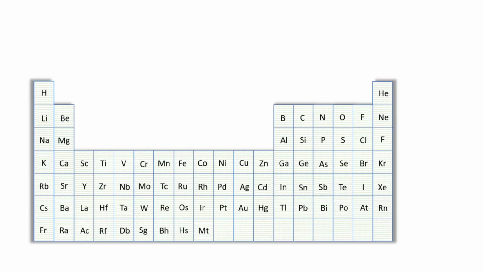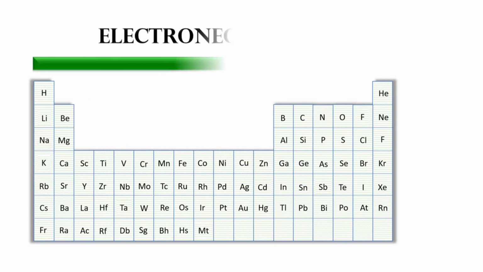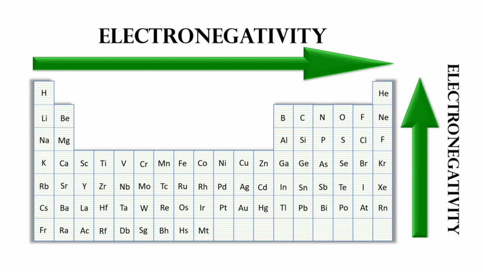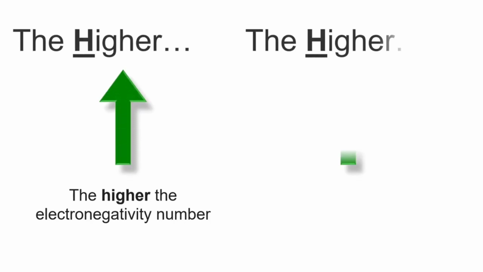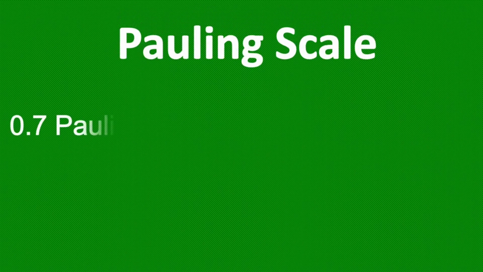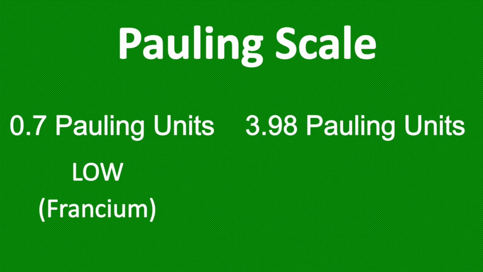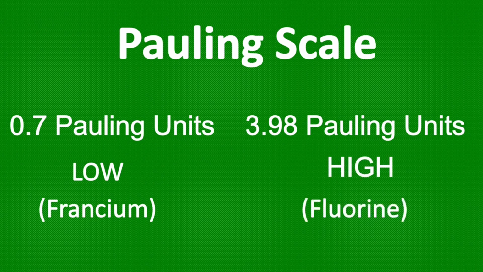Let's now analyze the property from left to right. You will see that electronegativity increases. Is it not? And then from bottom to top, it also increases. In other words, from up to down, it decreases. So the higher the electronegativity number, the higher the ability to attract electrons. Let's look at a scale known as Pauling's scale. It is used to determine the electronegativity. For the least electronegative element it is 0.7, which is francium, while for the highest it is about 3.98, which is fluorine. Take note of that.